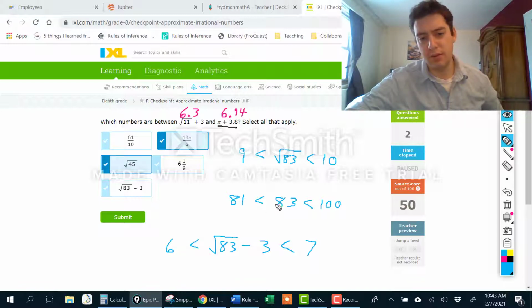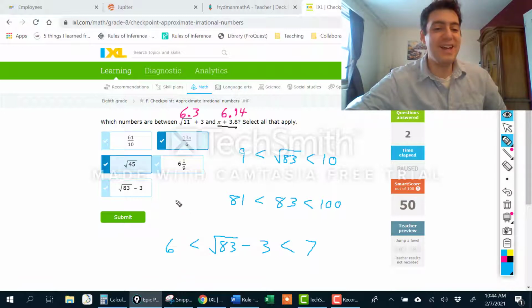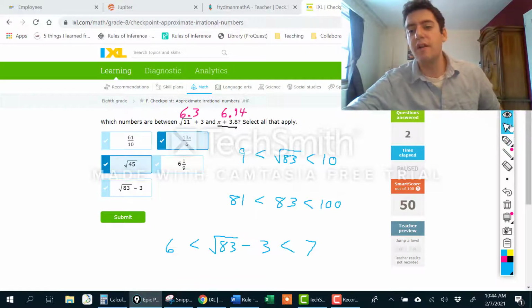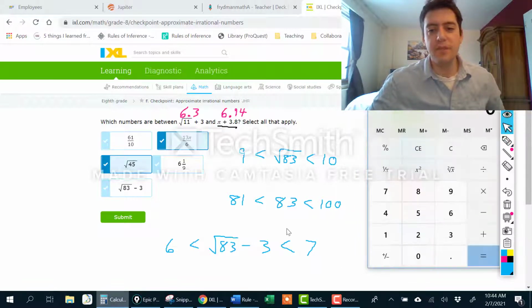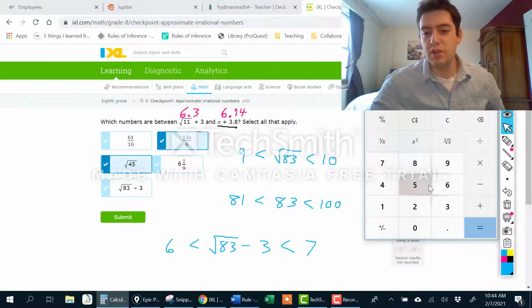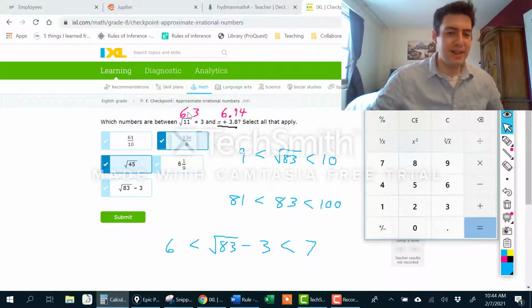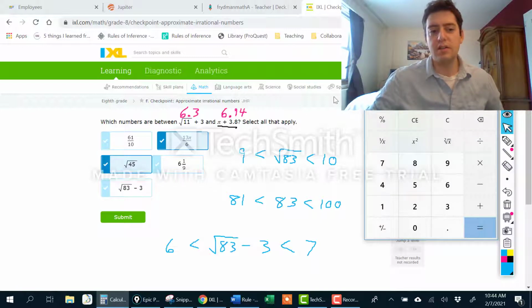And then when we subtract 3, maybe 6.1 or 6.2. So my guess, and I might actually not be right about this, is that it would be a little bit less than 6.3, so not between these two numbers. But still, for this one, let's just use a calculator there, and we'll do the square root of 83, okay, minus 3. Yeah, 6.11, so it is a little bit less than 6.3, so it's not between these two numbers, so we're not going to click that one.